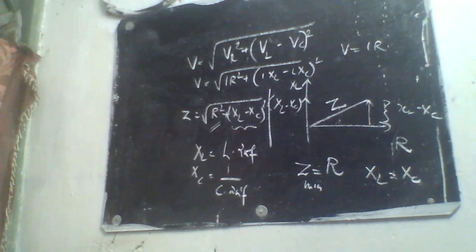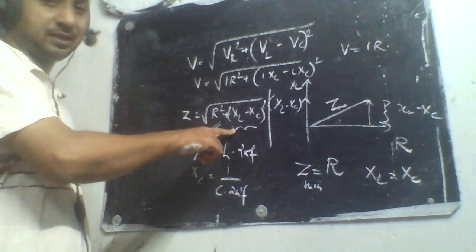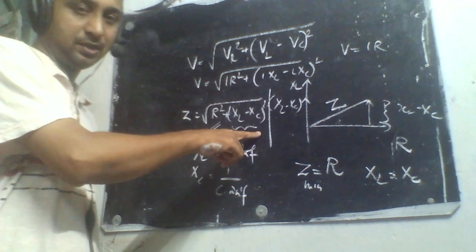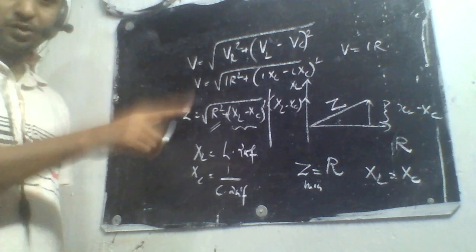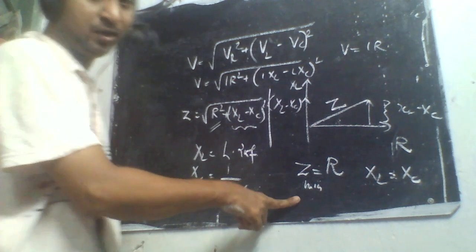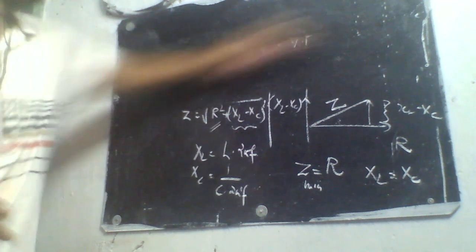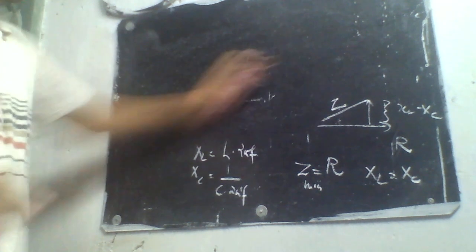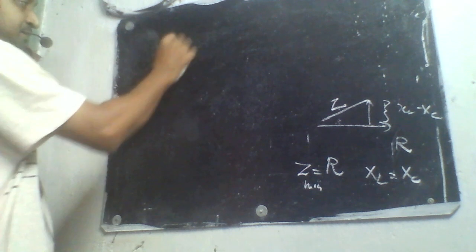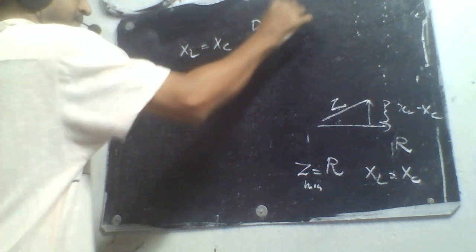So at resonance, the LCR circuit's inductive reactance and capacitive reactance will be equal. The circuit will provide the minimum hindrance to the AC. It means maximum current will be flowing. Because the questions will be related to this: during resonance, XL is equal to XC.